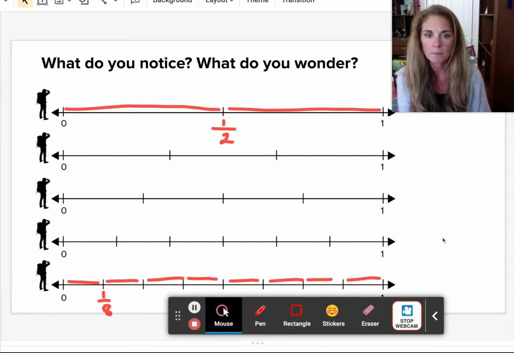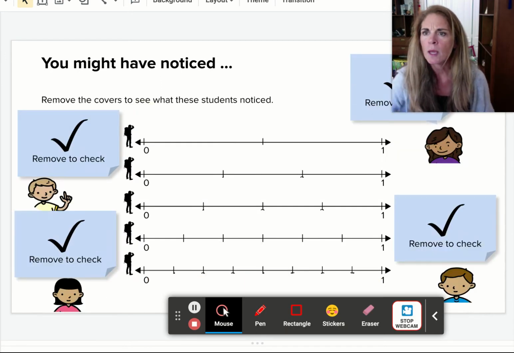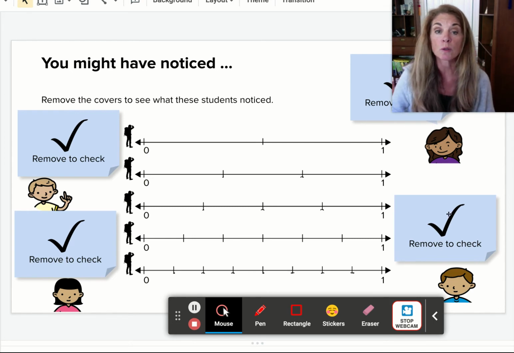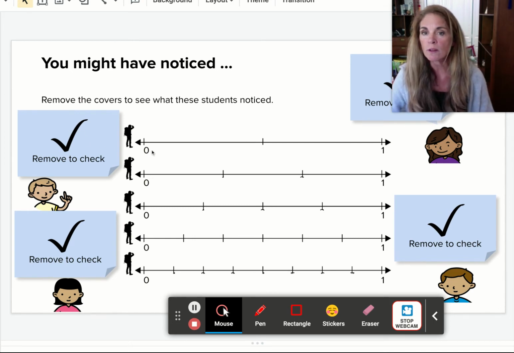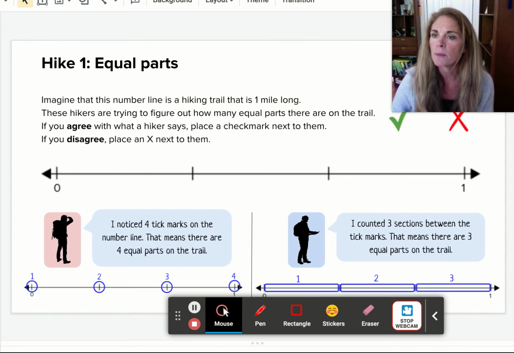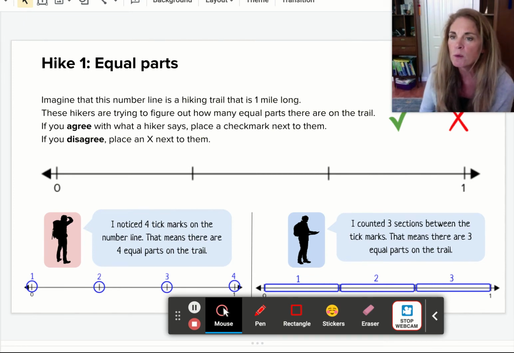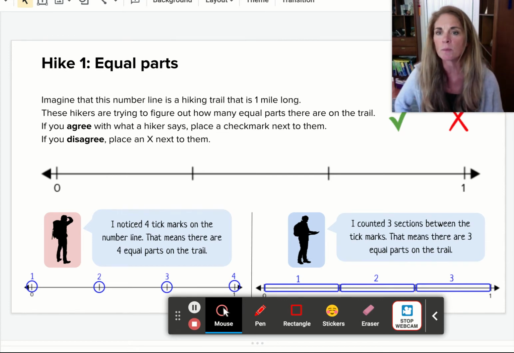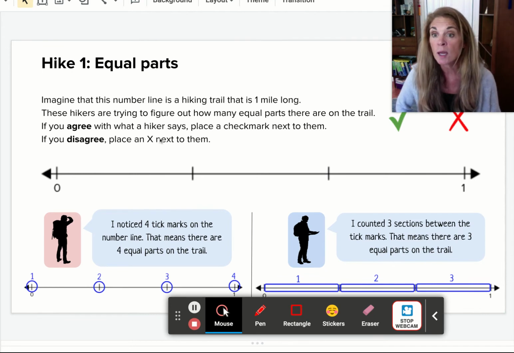There we go. So these are things these students noticed. You should uncover these and see what they have to say. Let's go down and see what's next. Hike 1, equal parts. Imagine that this number line is a hiking trail that is 1 mile long. These hikers are trying to figure out how many equal parts there are on the trail. If you agree with what a hiker says, place a check mark next to them. If you disagree, put an X.